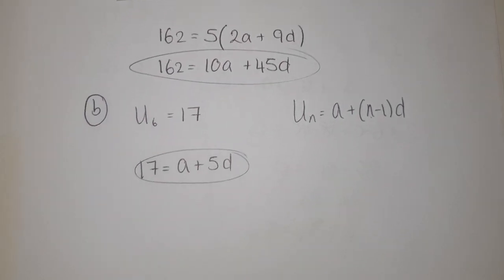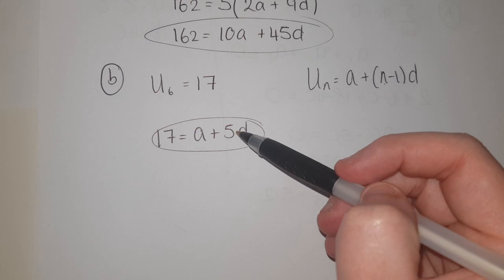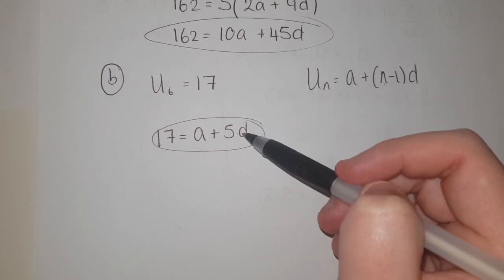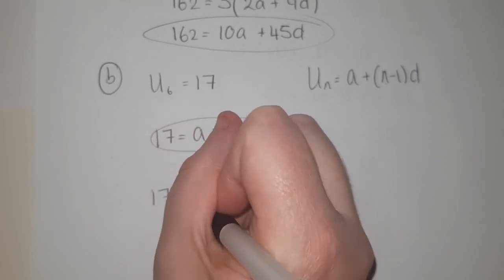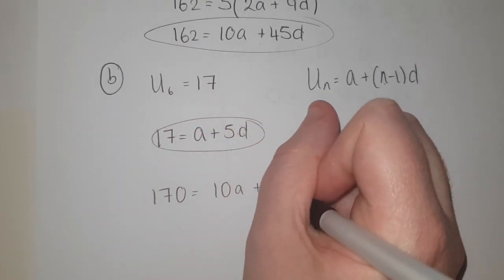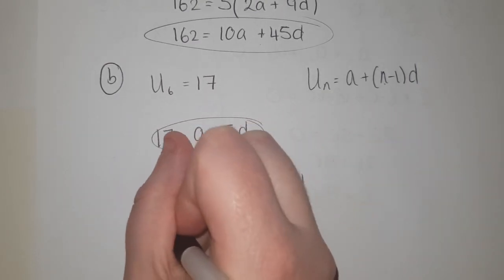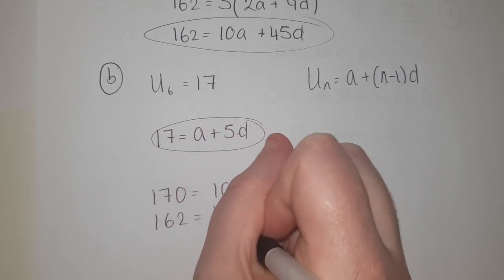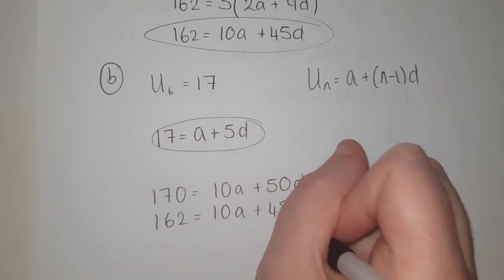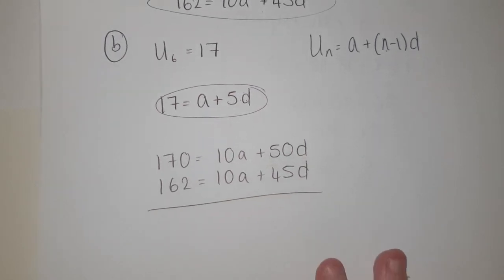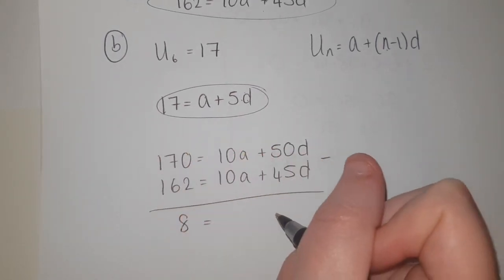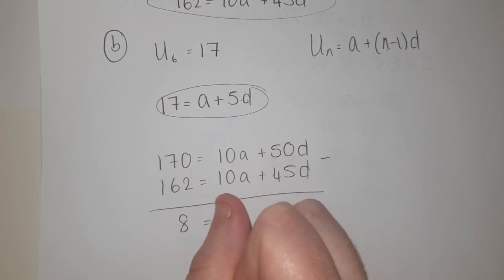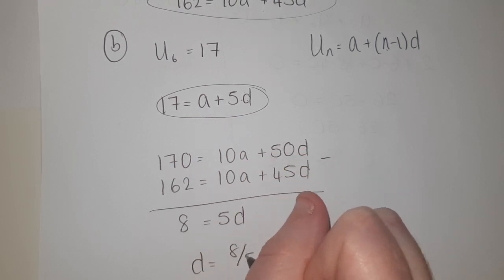All they want you to do is then find a and d. Well, you've got a very standard set of simultaneous equations. So if I times this bottom row by 10, I get 170 is 10a plus 50d. The top equation was 162 is 10a plus 45d. And you've got a very straightforward solving equations question. I've got 8 equals 5d, in which case d is equal to 8 fifths.